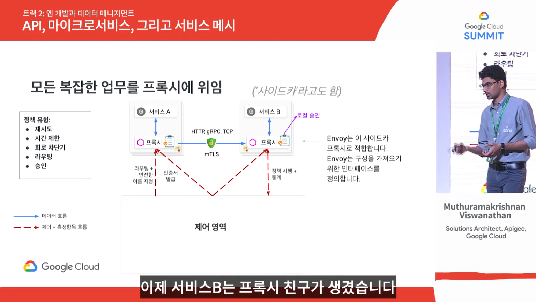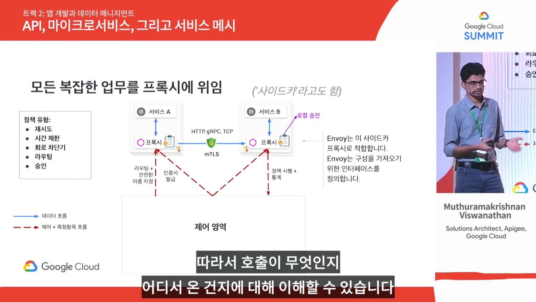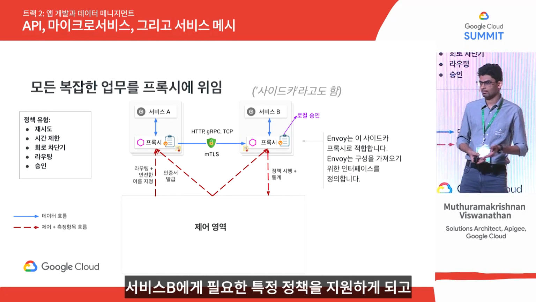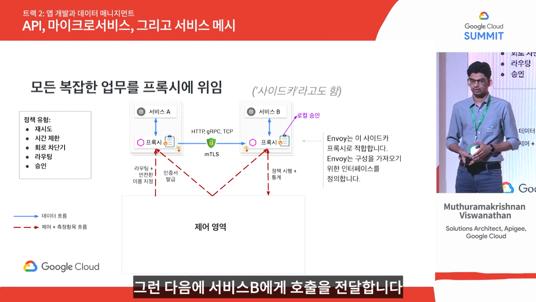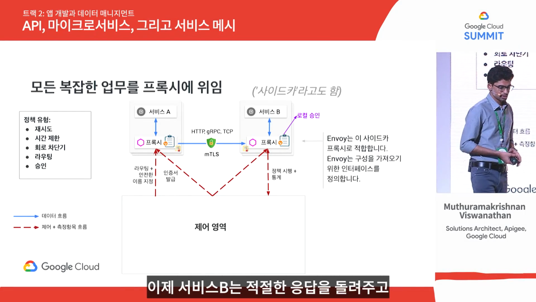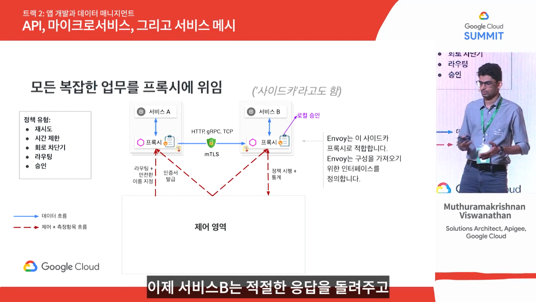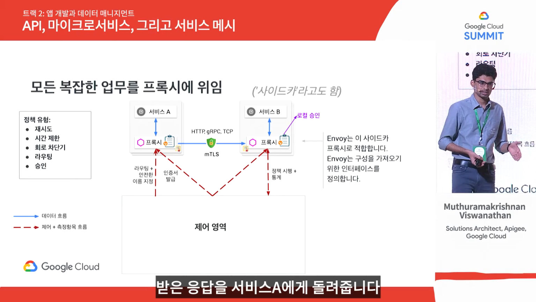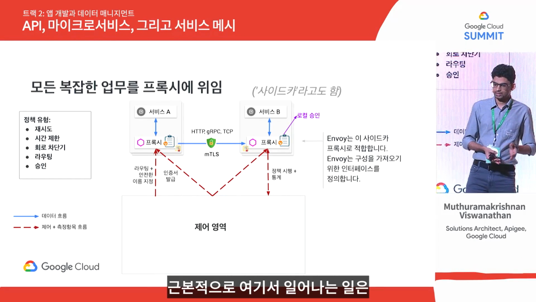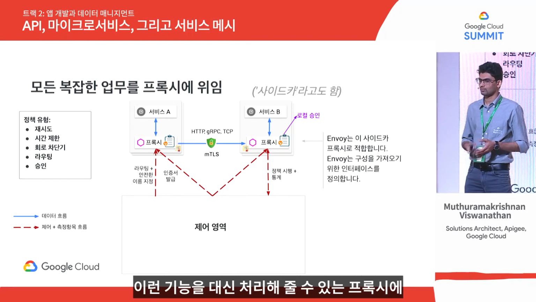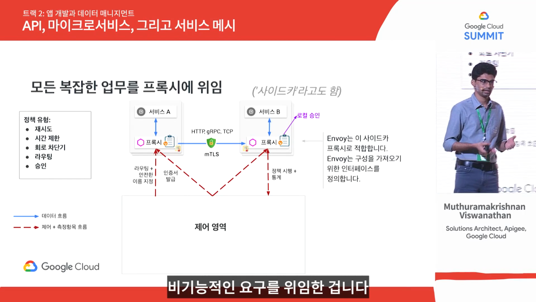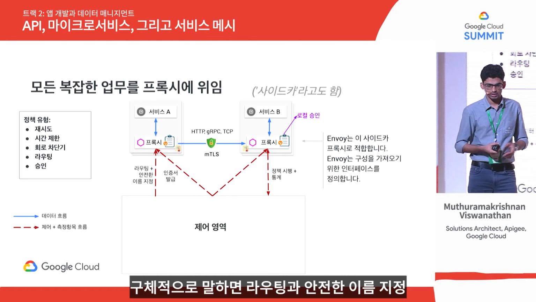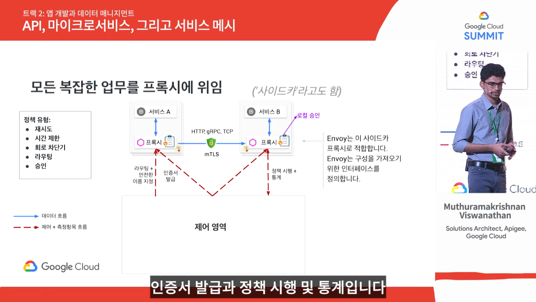Now, service B has a proxy in front, right? So it understands what this call is, where this call came from, and then it will apply the specific policies that need to apply for service B, and later it will give the call to service B. Now service B will respond back with the response it's supposed to give, and then the call goes to the proxy again. It hits the proxy of service A, and comes back to service A. So essentially we are delegating all the non-functional requirements to the proxy, which can take care of these features for you. Specifically routing, secure naming, certificate issuance, policy enforcement, and reporting.